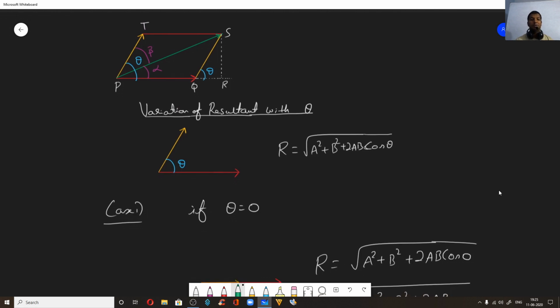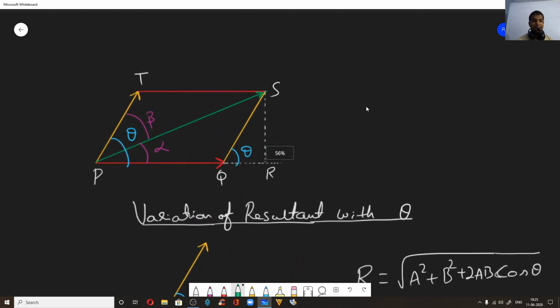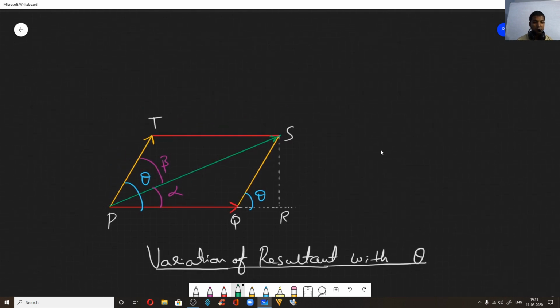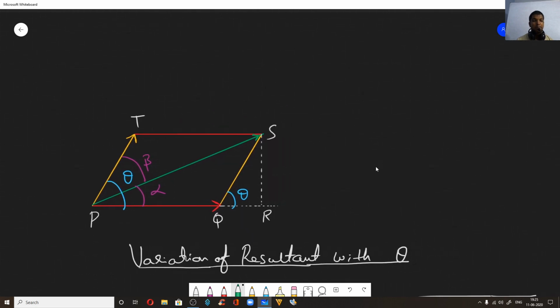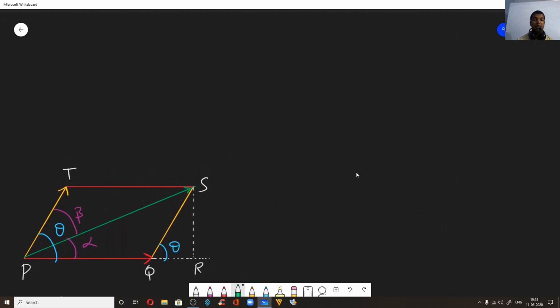There is one more thing I wanted to tell you. I hope you have noted down in your diagram. There is something called the sine rule and cosine rule. Let me start with the cosine rule.